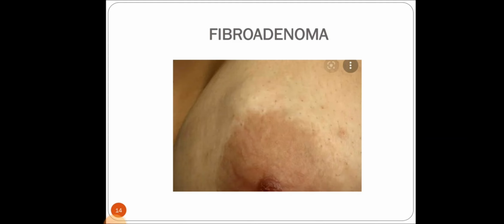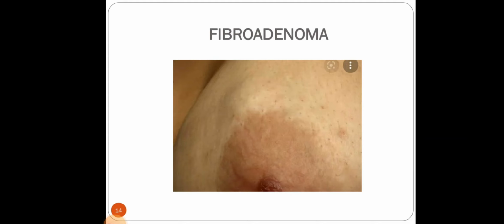And the clinical features of fibroadenoma: mainly it is a painless lump in the breast. And how will the appearance of the breast be? The breast will be smooth, it will be non-tender, the consistency will be firm to hard, and the swelling will be well localized. It moves freely within the breast, and the lymph nodes will not be involved. So the axillary lymph nodes are not enlarged in the majority of cases.